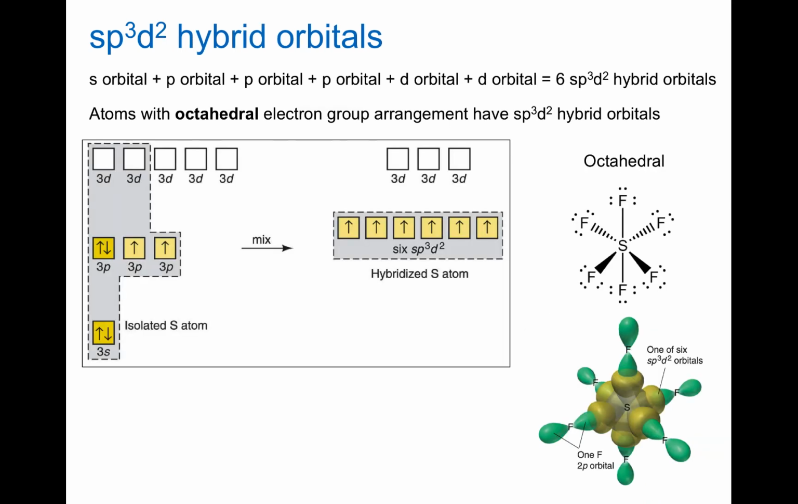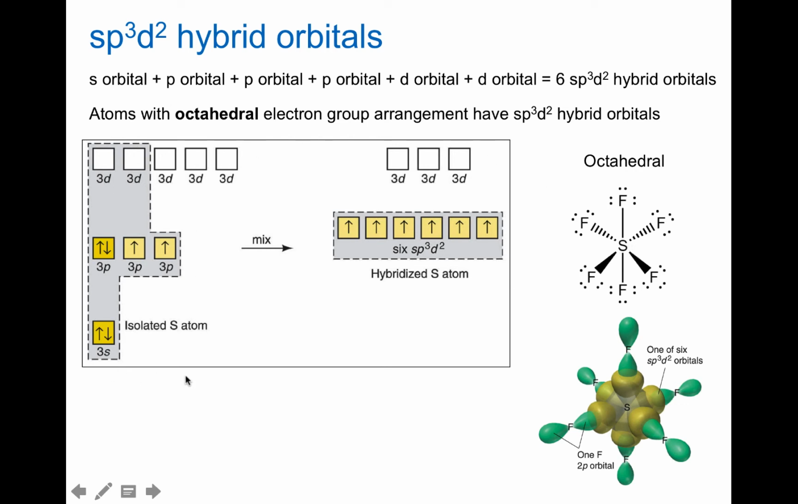Finally, sp3d2. All of these atomic orbitals get combined to make a total of 6 sp3d2 hybridized orbitals. Atoms that have octahedral electron group arrangement have these types of hybrid orbitals. One example of a molecule that has octahedral electron group arrangement is SF6. Remember, sulfur is in period 3, so it is capable of having an expanded valence.